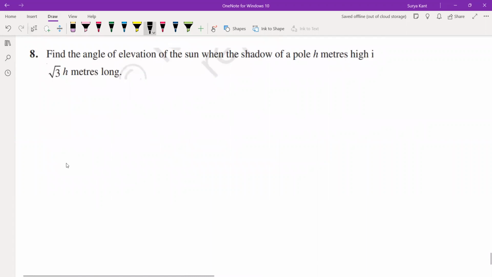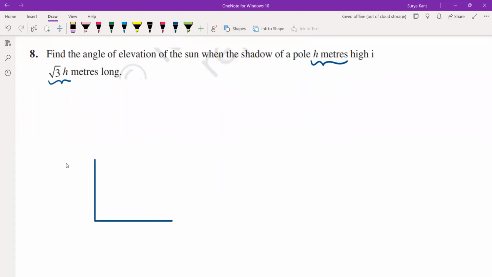Find the angle of elevation of the sun when the shadow of a pole h meter high. This is actually something you have to read in the next chapter, the height and distance chapter. Sir, it is physics. It is. This is a part of height and distance questions, the small concept of it.